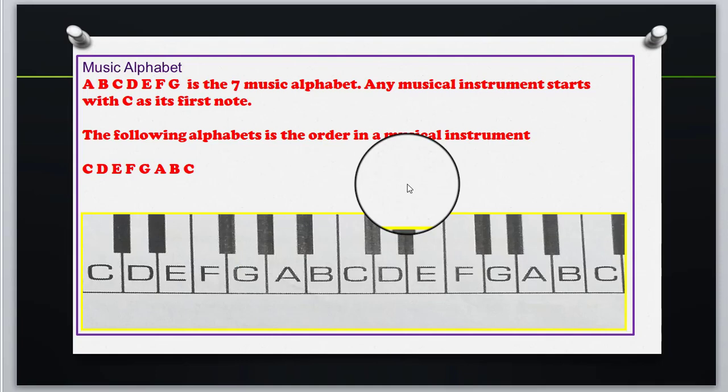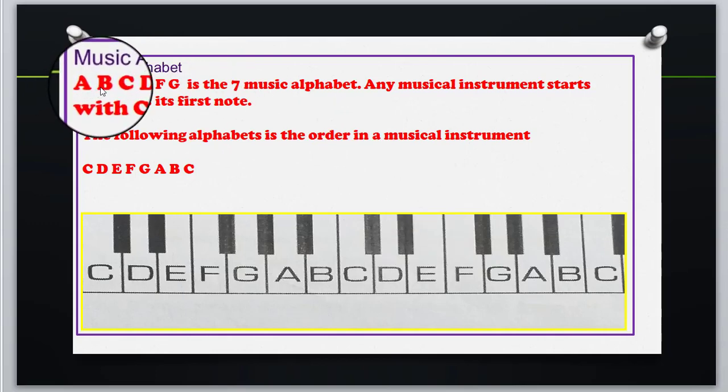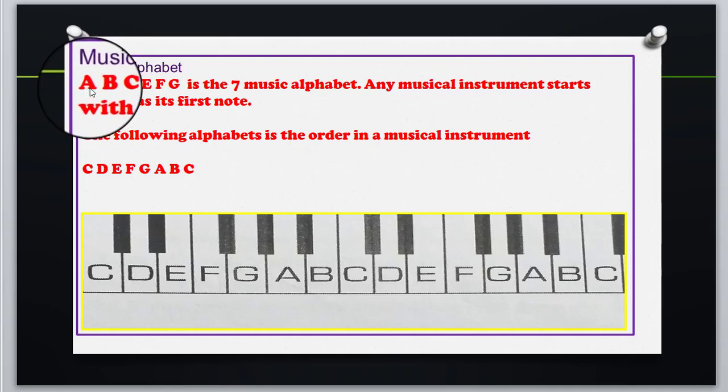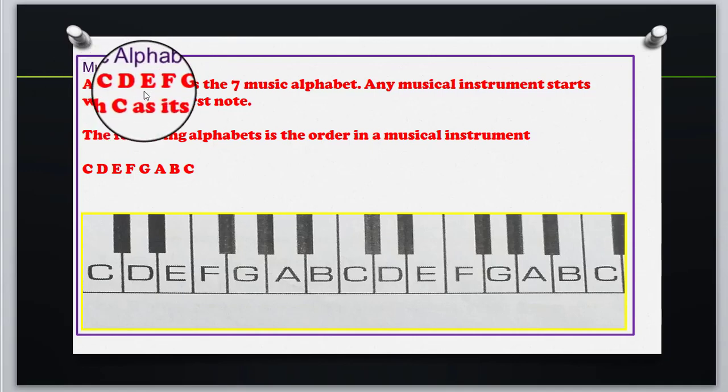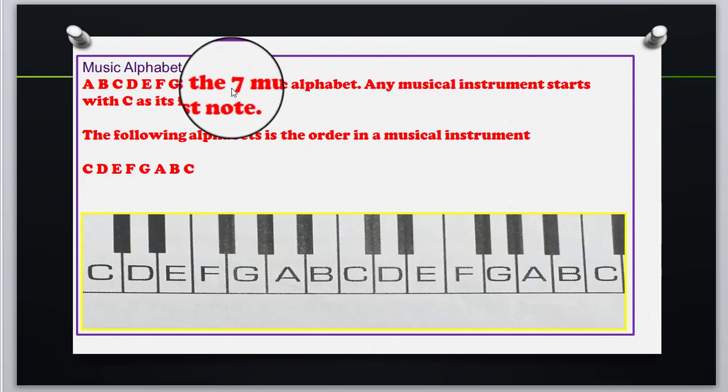Today we are going to look at the alphabets in music. The first 7 letters of the English alphabet represent the music alphabet. It starts with A and ends with G. So in between there are A, B, C, D, E, F, and G. The 7 music alphabets are used to represent music.